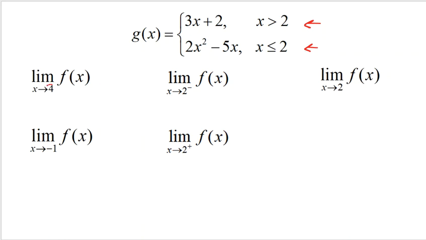All right, so the first limit wants me to explore what happens if I approach 4. 4 is greater than 2, so I'm going to use this top equation. 3 times 4 plus 2. That's going to be 12 plus 2. 12 plus 2 is 14. That's a number. That's my answer.